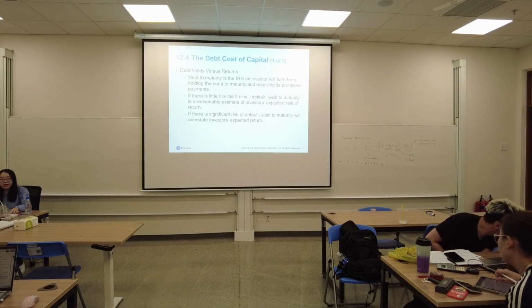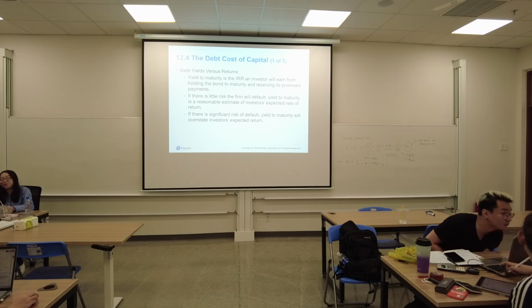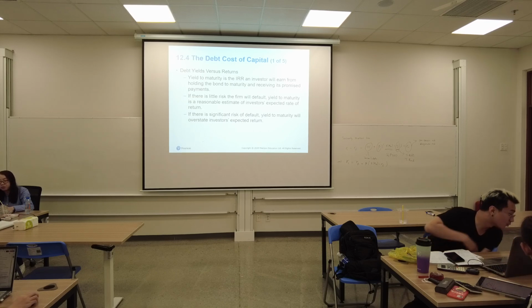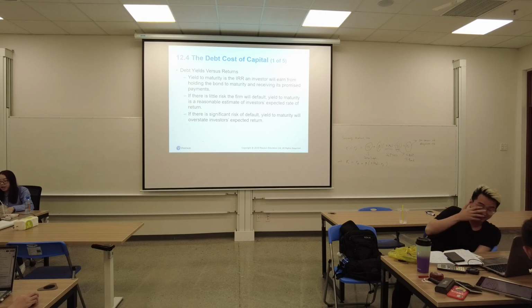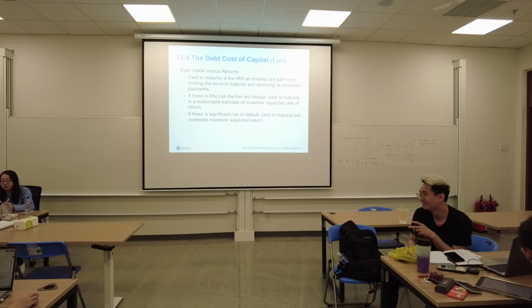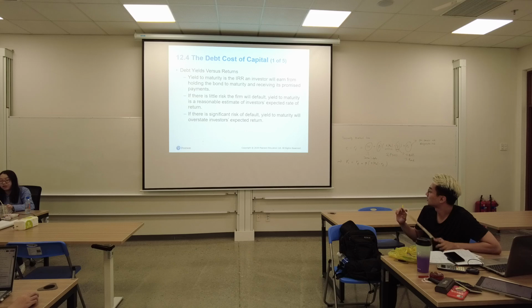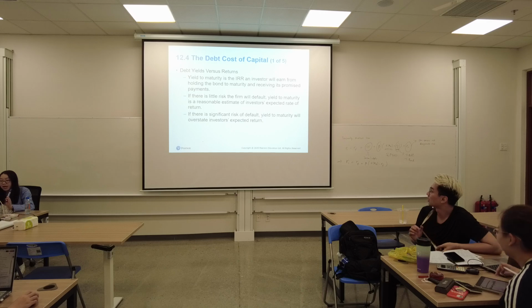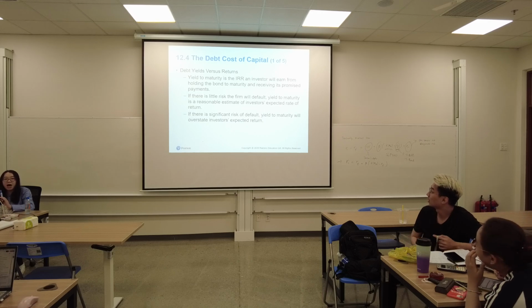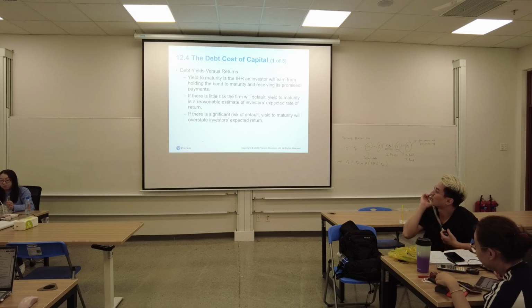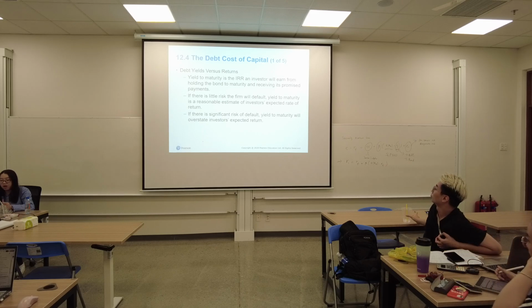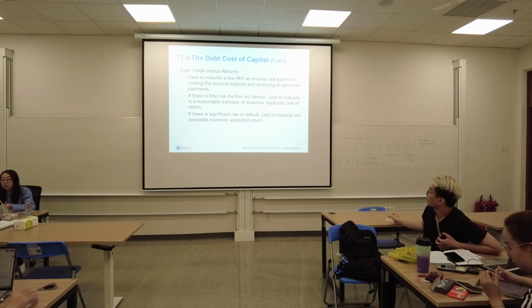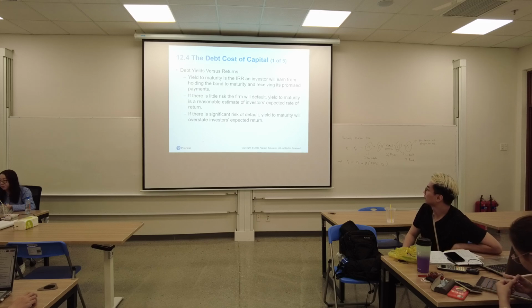Now, the first thing here is that if you use the interest rate or the yield to maturity, and the firm has little risk of default, the yield to maturity is a reasonable estimate of the investor's expected rate of return. But in the case that the firm bears several levels of default risk, we need to take into consideration the probability of default in our calculation of the debt cost of capital.